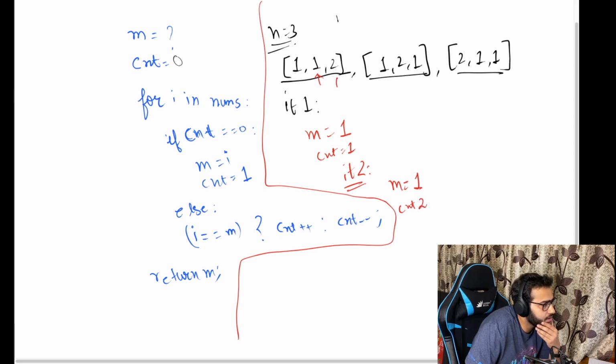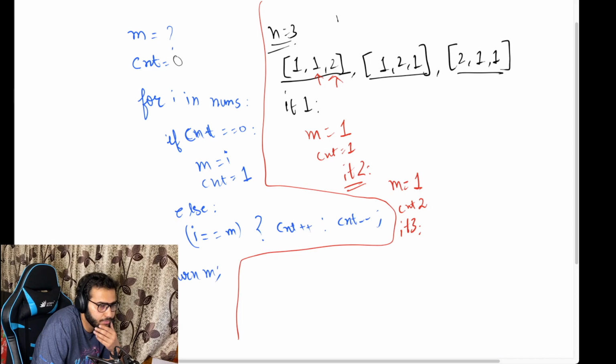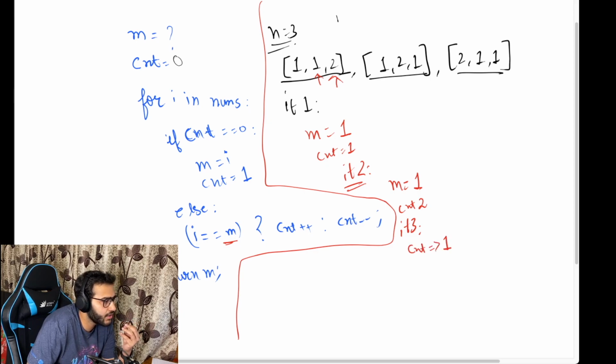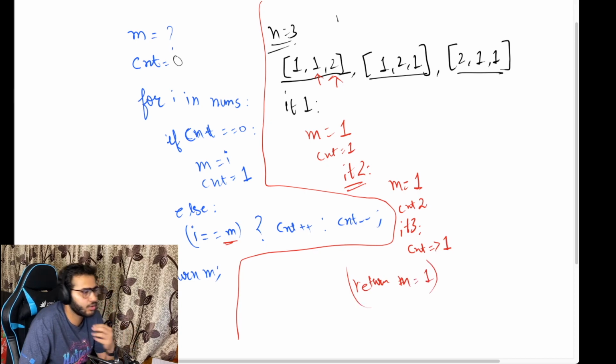And then the third iteration, it3. Let me move the camera so that you won't have problems. Yeah, it3, right? Count is not 0, so we go into this condition, where the element is not equal to m, so we reduce count by 1. Count becomes 1 in this case, right? The loop is finished, return m, so 1 is stored in m. Return m, which is equal to 1, so we get the majority element.